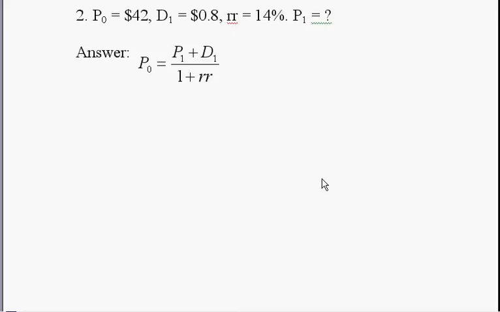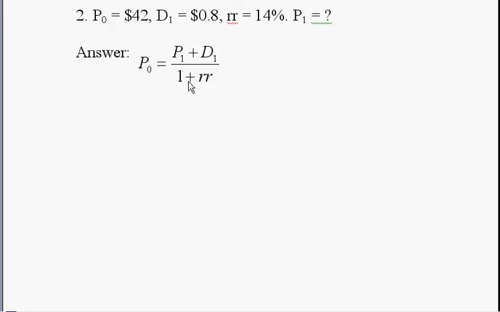In this example, we are looking at a different set of numbers than the previous example. Here we are given the current price, $42 for this stock, 80 cents for next year's dividend, D1 equals $0.8, and 14% is the required rate of return. The question asks what is the future price for this stock for next year, or the forecasted price for this stock next year.